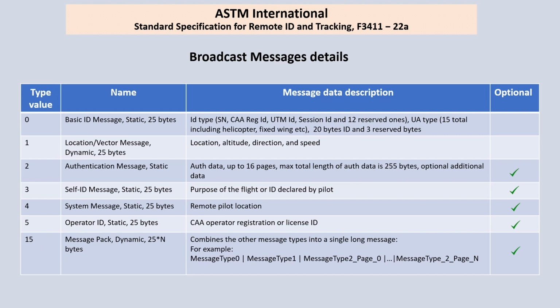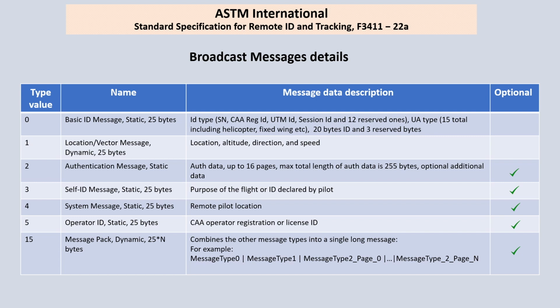Type number 4, they call it the system message. This is a static message, 25 bytes in length. Type number 5 is a static message, 25 bytes. It contains the operator ID, which is required by several regulations in different countries.